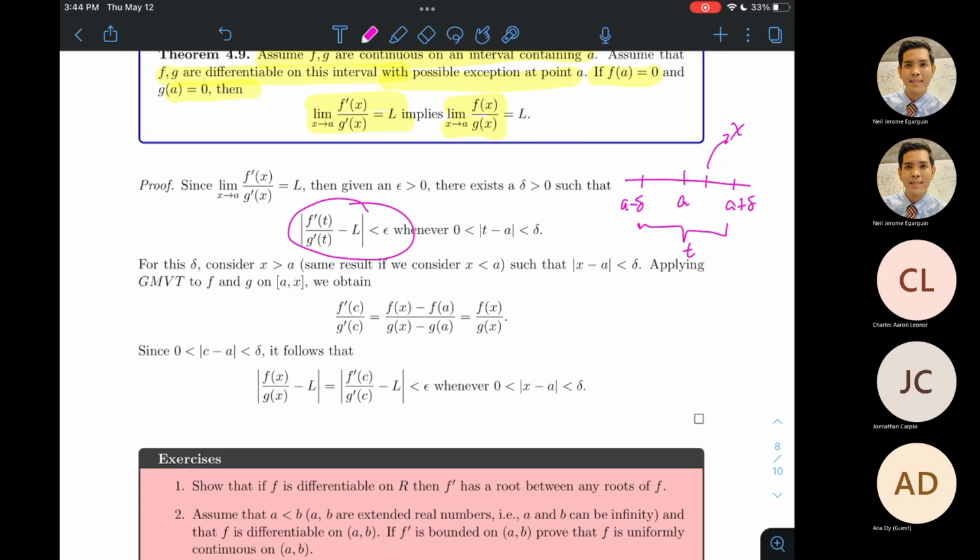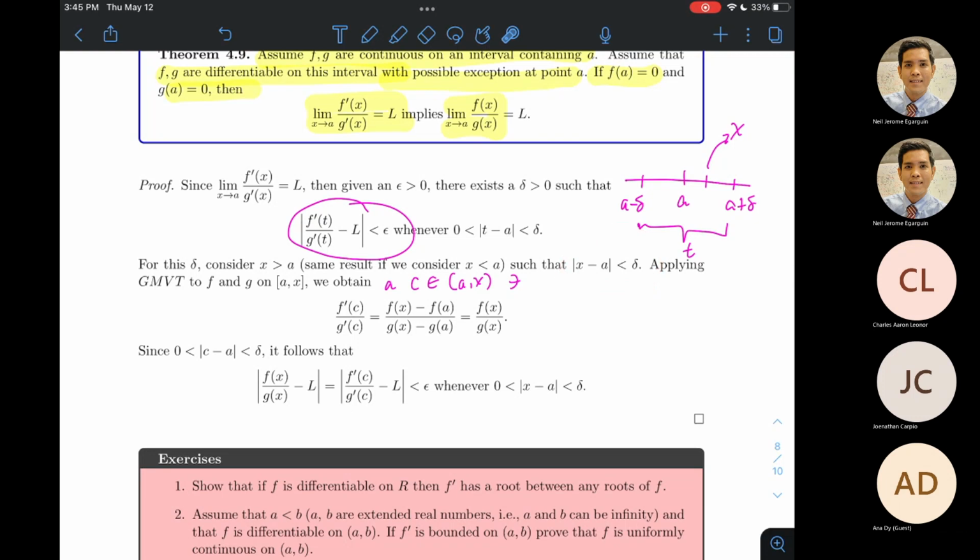Now, gamitin natin yung Generalized Mean Value Theorem kay f and g. So, we know that there exists a number c on the open interval a, x such that this is true. So, ang f prime over g prime at the number c ay equal dito sa ratio ng endpoint to endpoint differences. Okay? Kaya lang, sinabi natin sa assumption, f of a ay equal kay 0, g of a ay equal kay 0. So, this vanishes. This also vanishes. So, ibig sabihin si f prime over g prime of c ay equal lamang kay f of x over g of x. Okay? And this is true for any x within the delta neighborhood of A.